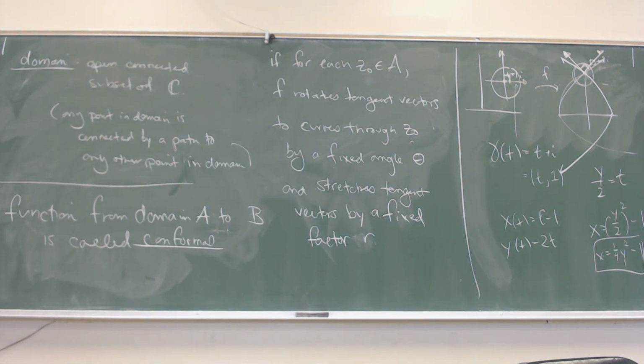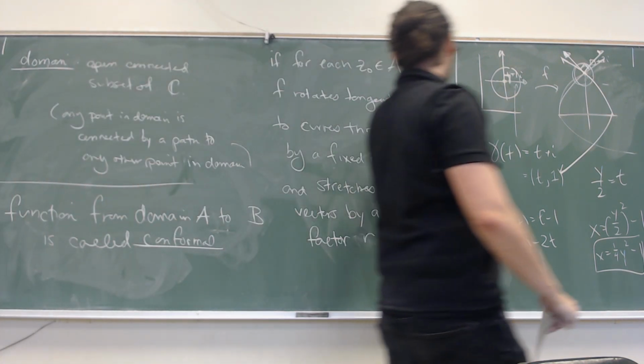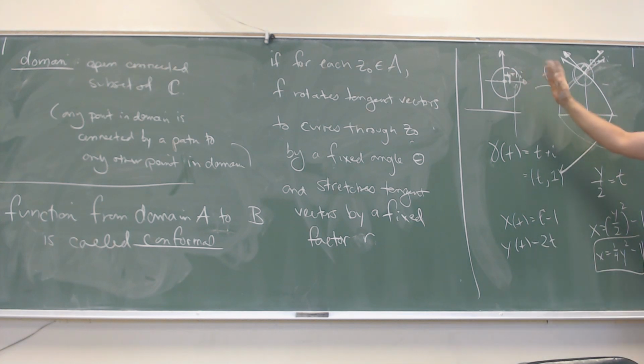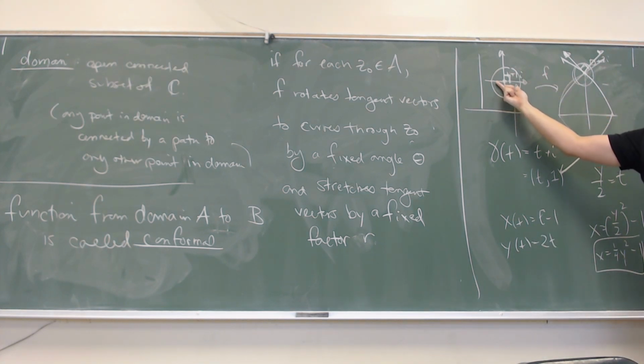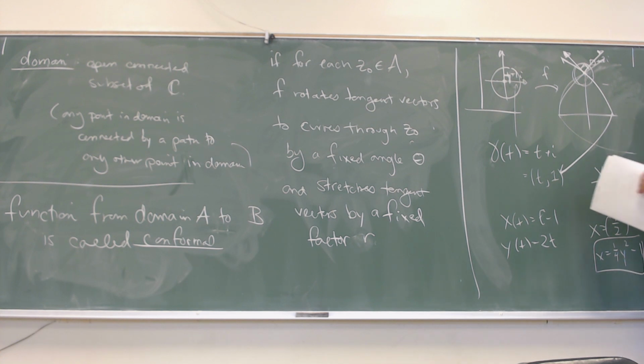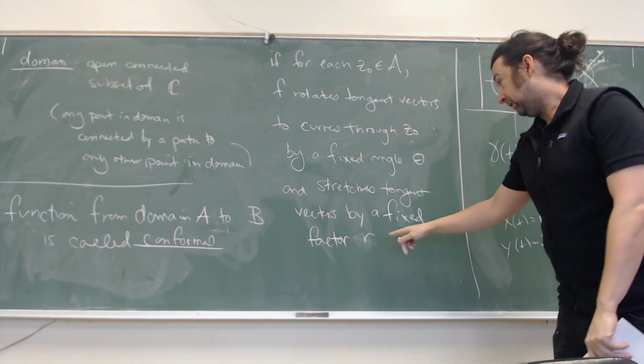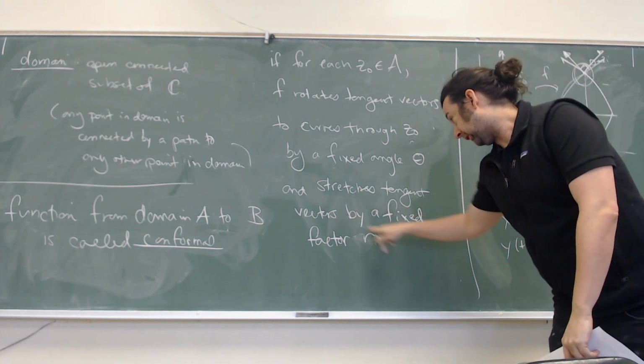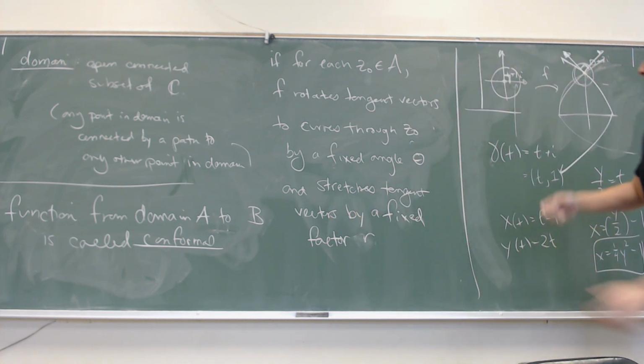So a conformal map is one that rotates tangent vectors to curves by a fixed angle. That's actually why they end up preserving right angles or any other set of angles between two lines, because if both of the tangent vectors have been rotated by the same theta, if they started at 90 degrees, they ended at 90 degrees. Okay?